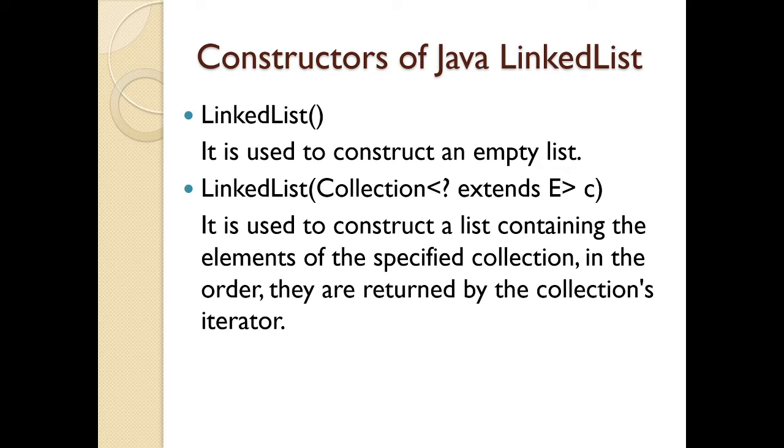Then we come to the constructors part, that is, how do we create a linked list. A linked list can be constructed in two ways. First, we can construct a default linked list, that is an empty linked list, which can be done simply with LinkedList and empty parentheses. Or we can create a linked list with a collection. That is, I can create it from the elements of the specified collection, and I can have an iterator. The second constructor takes a parameter of type Collection which extends E.